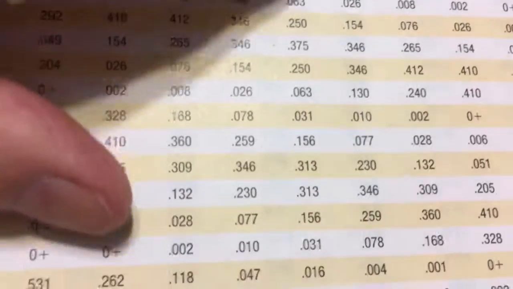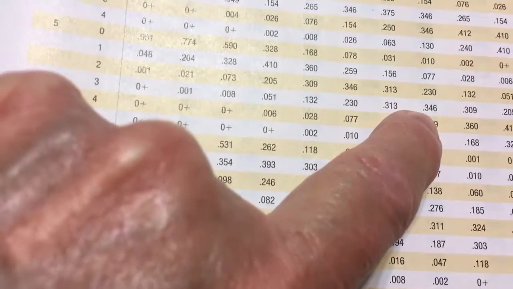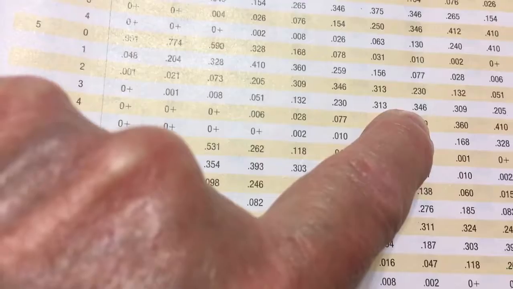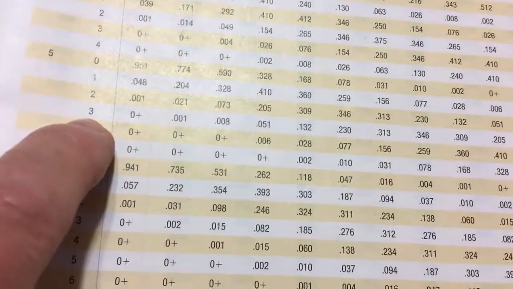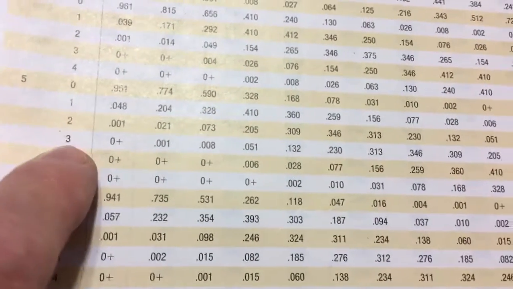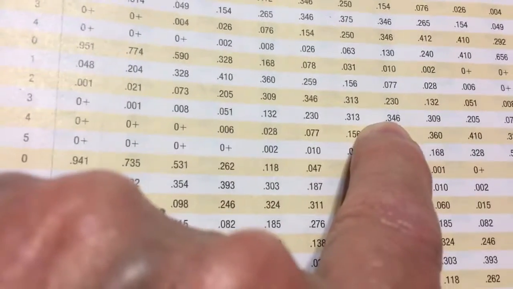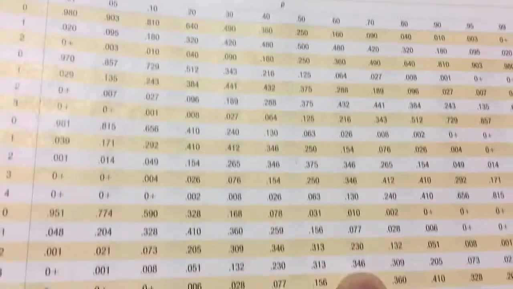Okay, so down here is the 60 column. All right, and then going across, I'm trying to do it. You should be doing it in your book because I'm trying to video and do this at the same time. I'm getting 0.346 when I go across to the 3 that is underneath the 5, and then I go across. 0.346 is the one that's underneath the 60%.